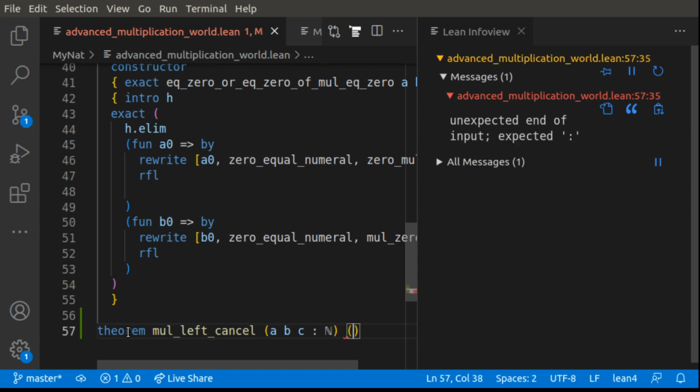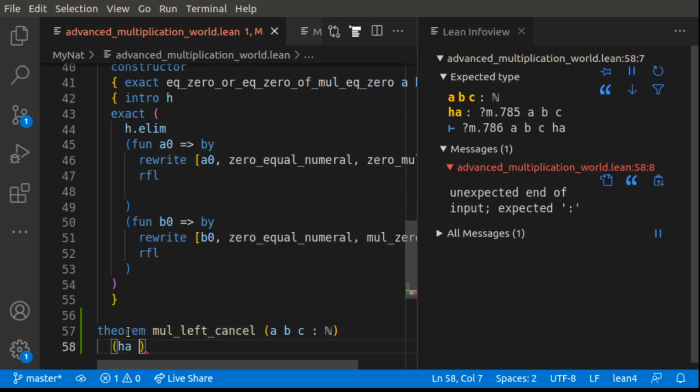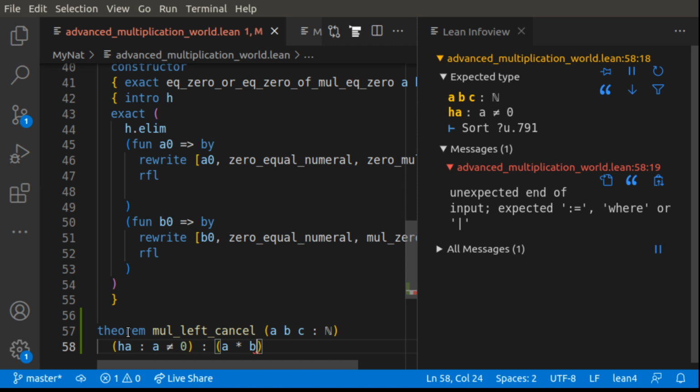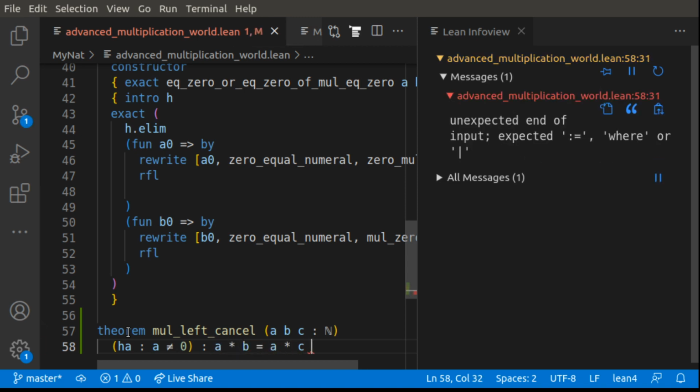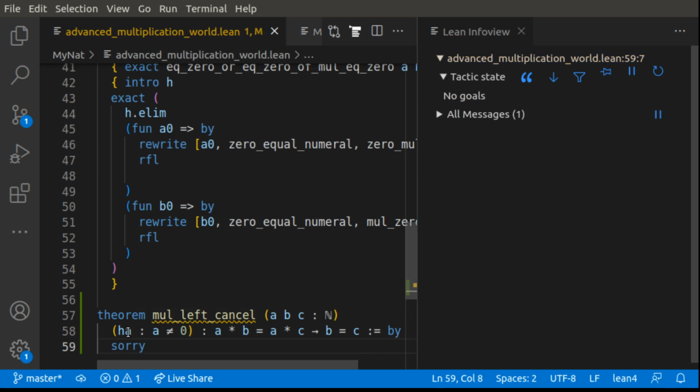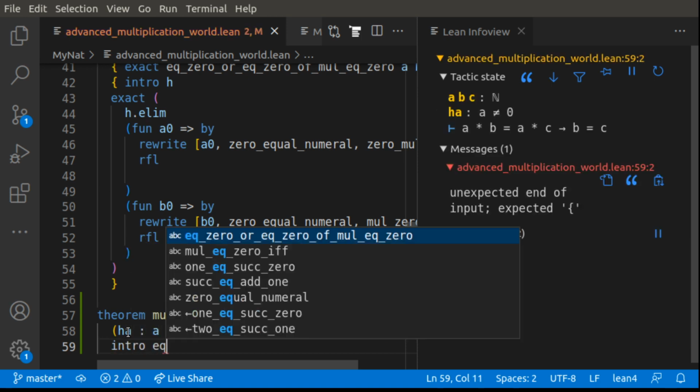I'll remove this line. H A, which is A not equal to 0. I want to prove A times B, I don't need parentheses here, A times B equals A times C implies B equals C. Okay, so this is like the left cancel, but for multiplication. Okay, so intro, equality.